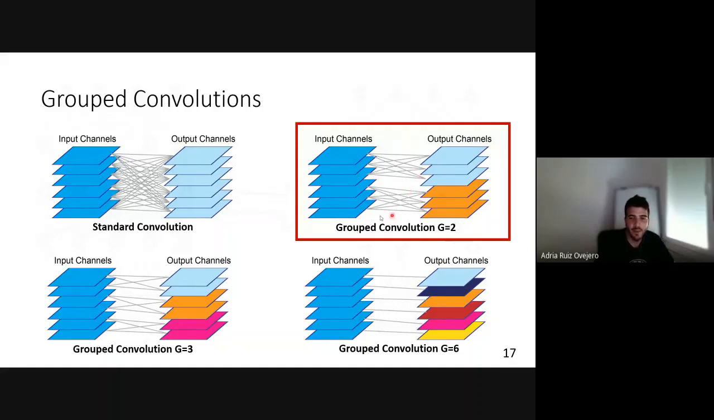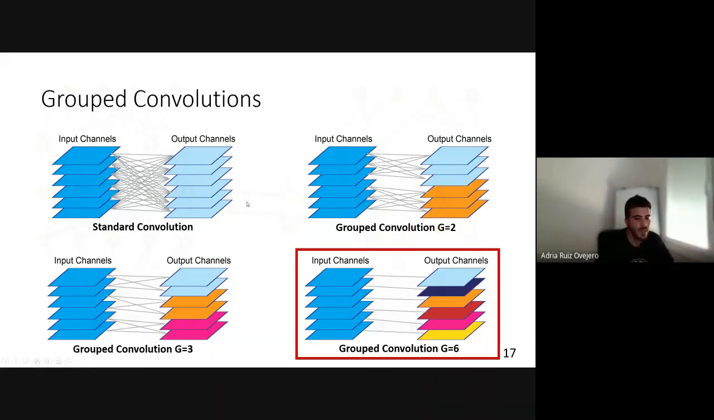So for example, in this case, we have 6 input channels and 6 output channels. The first 3 input channels will be connected to the first 3 output channels, and the second 3 input channels will be connected to the second 3 output channels. Basically, because we have made 2 subsets of these input and output channels, the number of groups is equal to 2. But we can do the same for any number of groups, right? So we can make 3 groups, for example, here, or we can make 6 groups in this case, which is the same as the number of input and output channels. So this means that only one input channel will be connected to only one output channel.